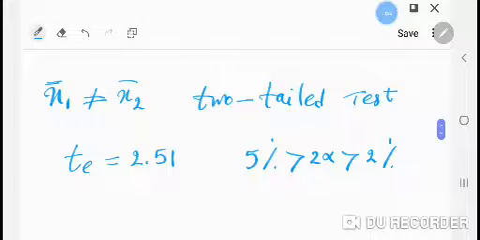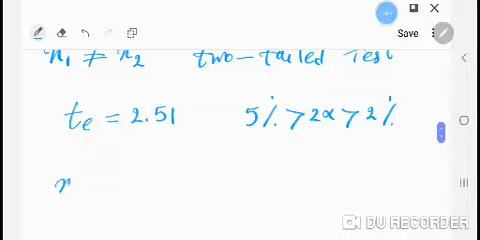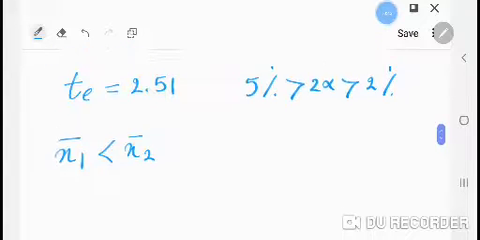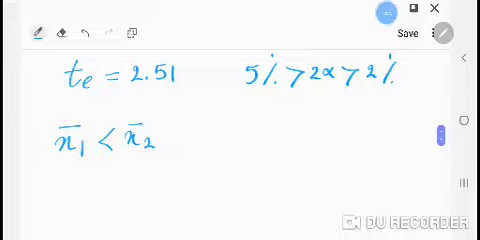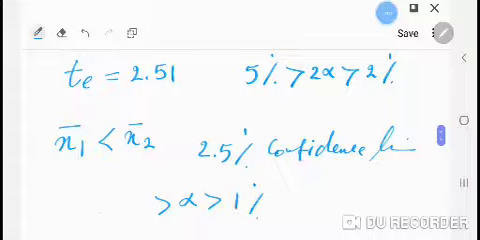If we had stated our alternative hypothesis as x bar 1 is less than x bar 2, the one-tailed test shows that the difference between the means is significant at less than the 2.5% confidence limit. Therefore, alpha is between 1% and 2.5%.